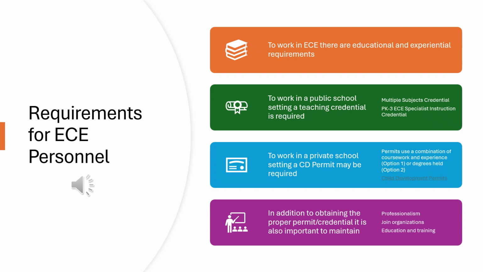It is a way to combine coursework and experience or to just use your degree. So if you're combining coursework and experience, you're taking a certain set of courses and then you're also working for a certain amount of time in a child care program. If you're going the degree route, you just get particular degrees. You get an AA degree at a community college, you get a BA degree at a 4-year university, and that also allows you to get a child development permit.